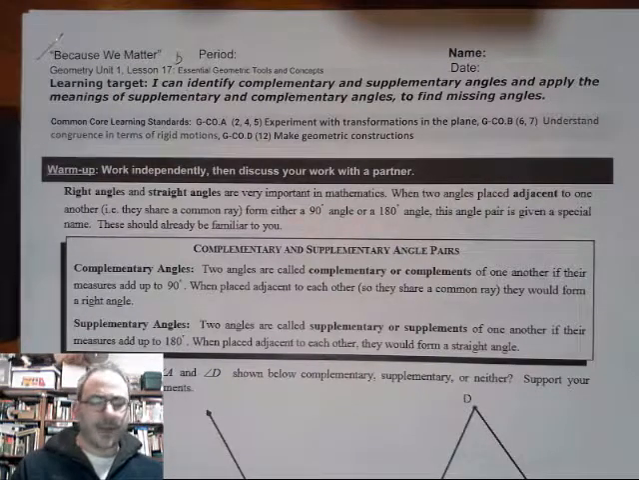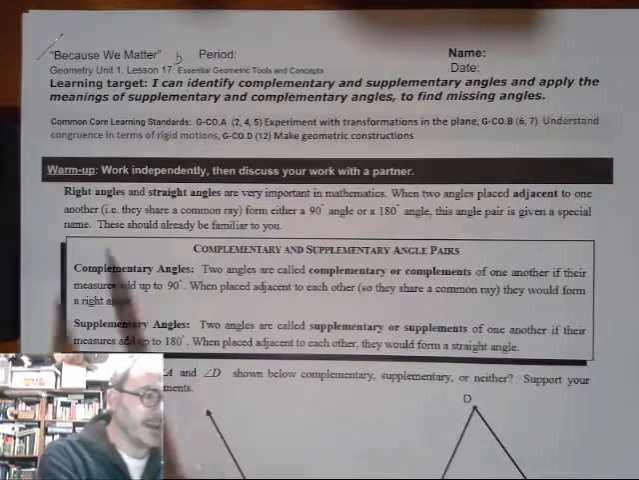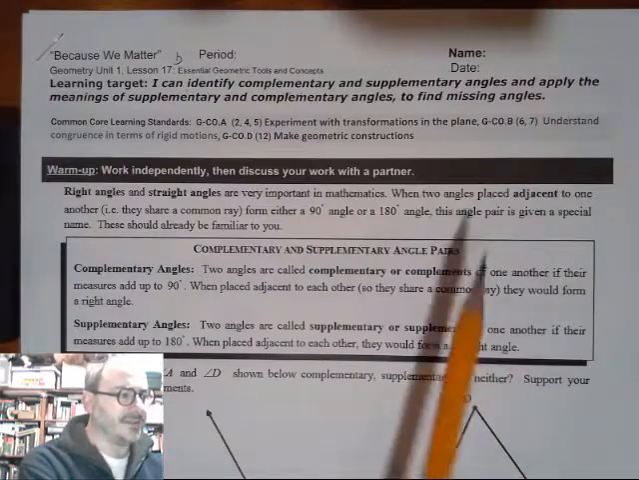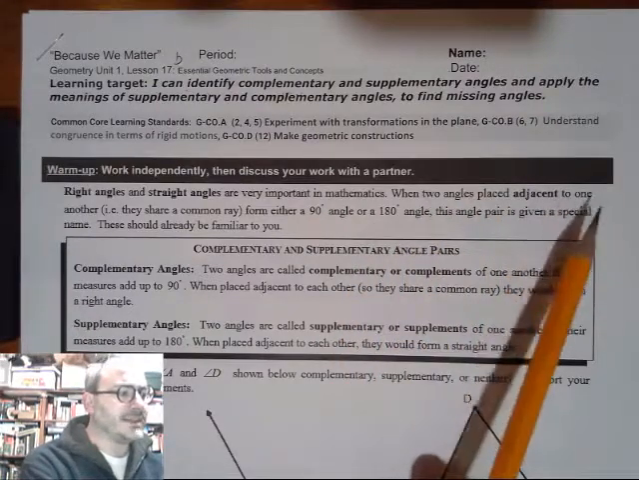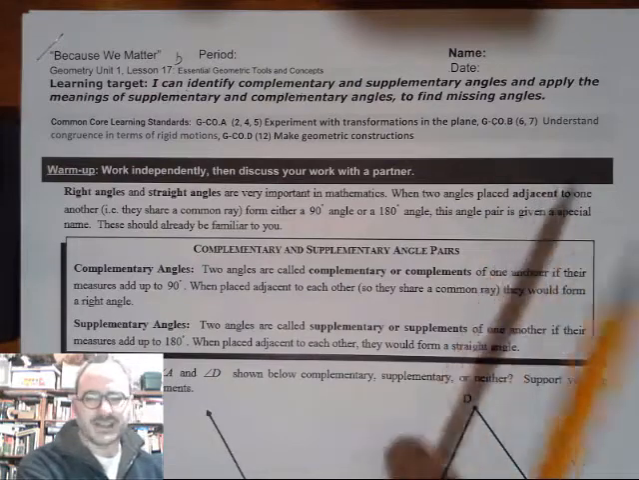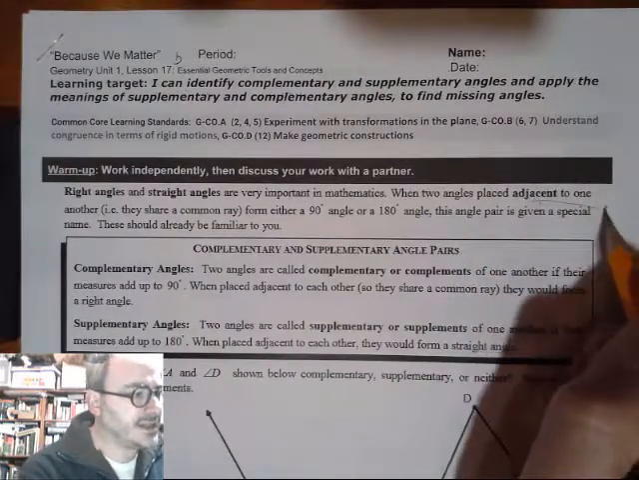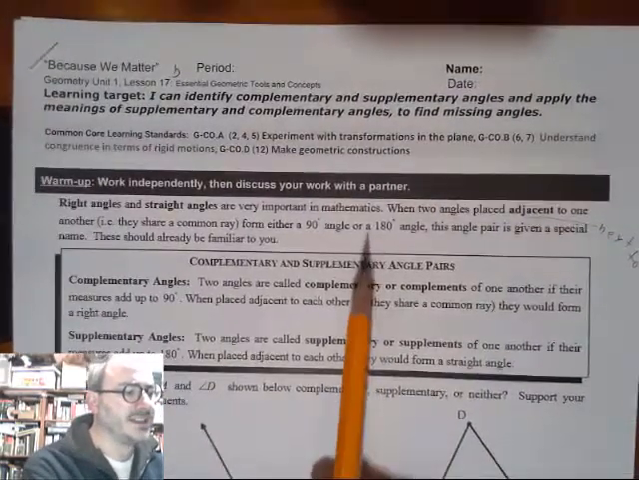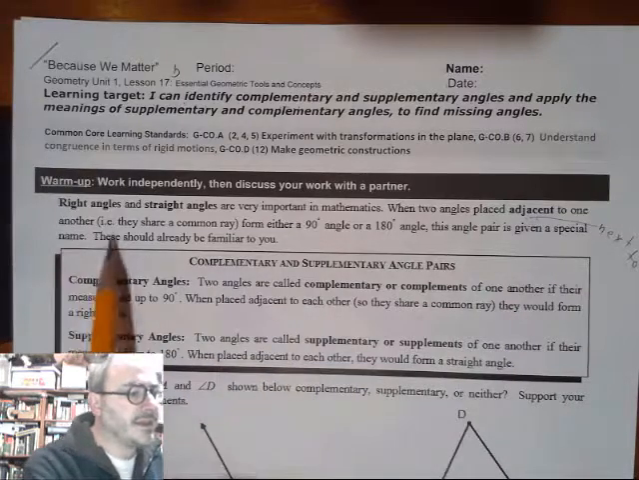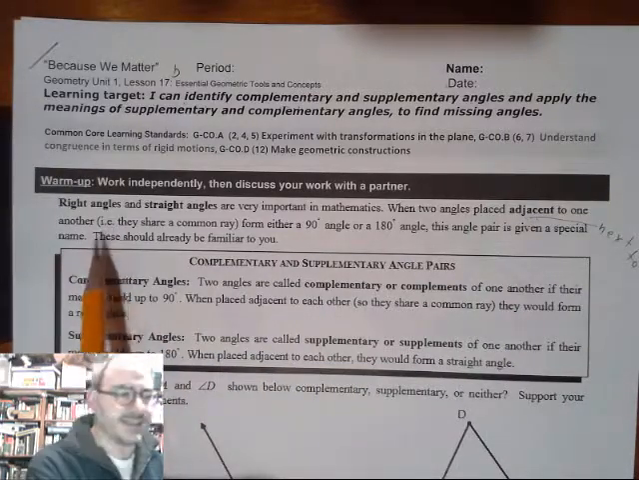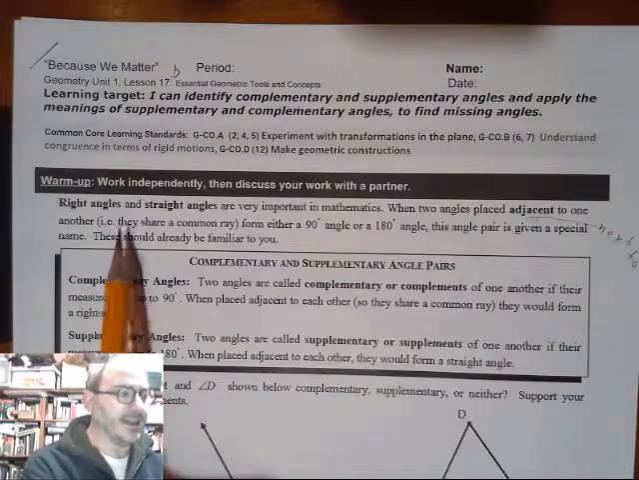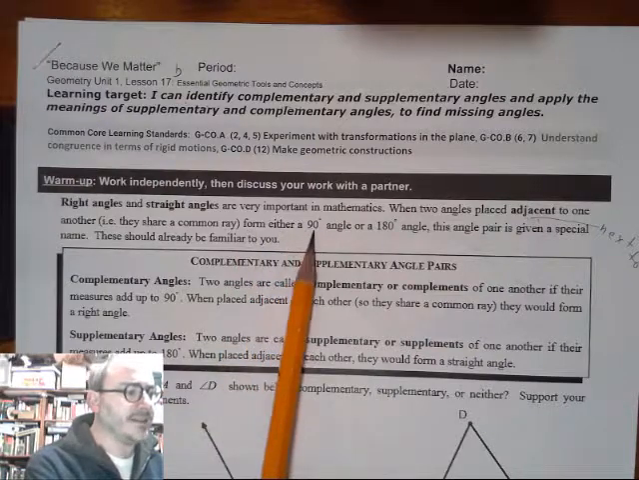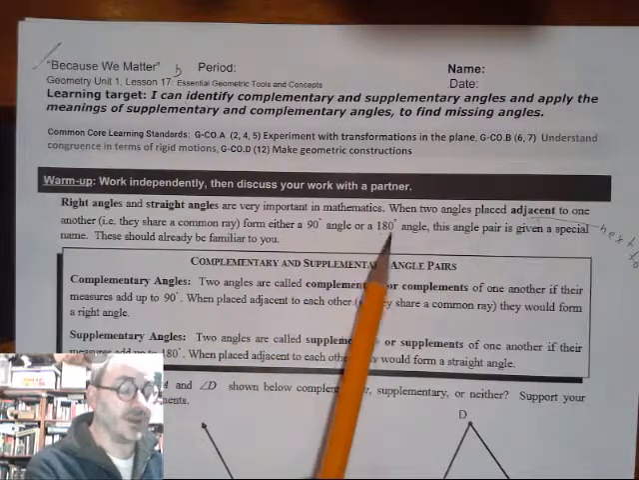So you got these terms, complementary and supplementary. Let's look at what these are. So again, we have right angles and straight angles. These are very important in geometry and mathematics. When two angles are placed adjacent, adjacent means next to, that is, i.e., they have a common ray, they form either a 90-degree angle or a 180-degree angle.